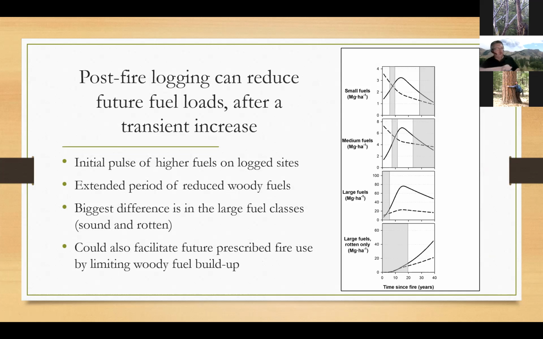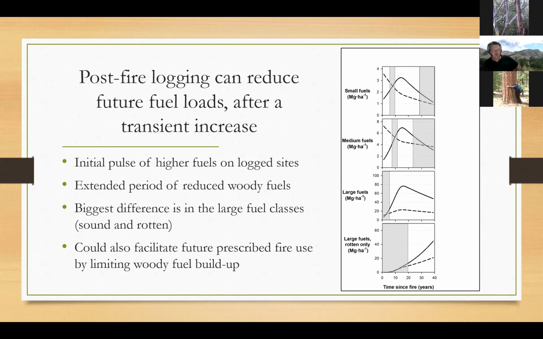So we looked at the post-fire logging on some of the same fires that we were looking at, the snags, and found that post-fire logging can reduce these future fuel loads after a transient increase. So if you log a bunch of recently fire-killed trees and you leave slash on the ground, you temporarily at least increase the amount of fuel on the ground relative to an unlogged stand next door. Your reward for doing that is you get a long-term reduction in large woody fuels.